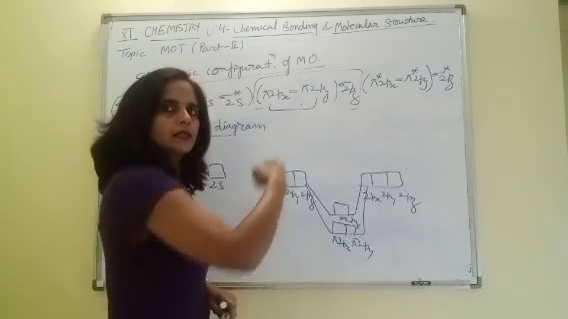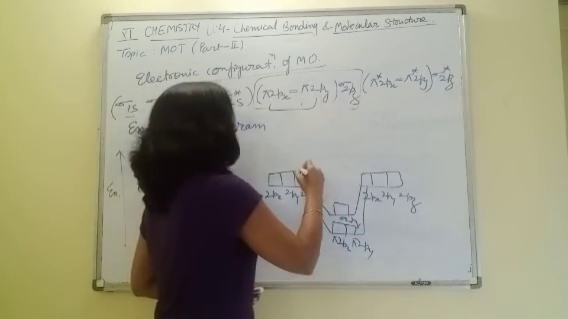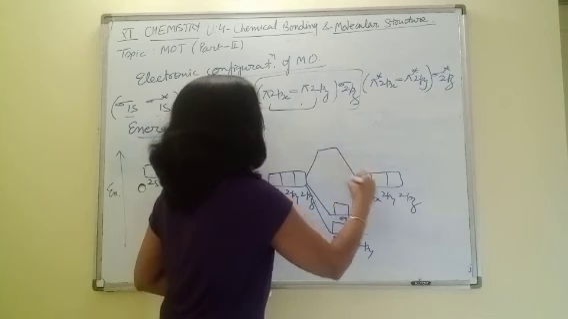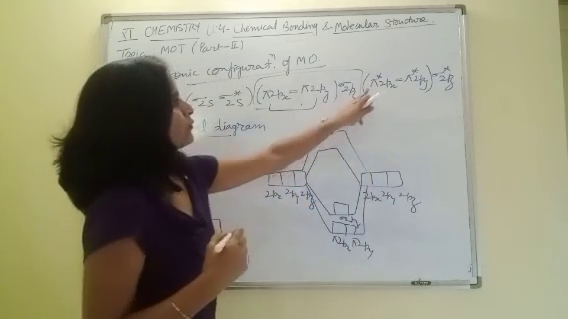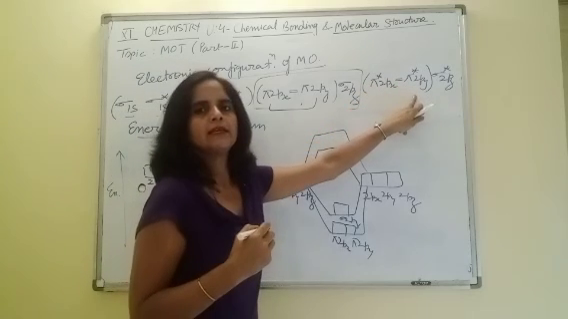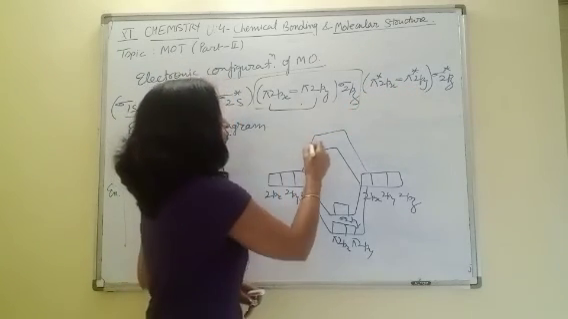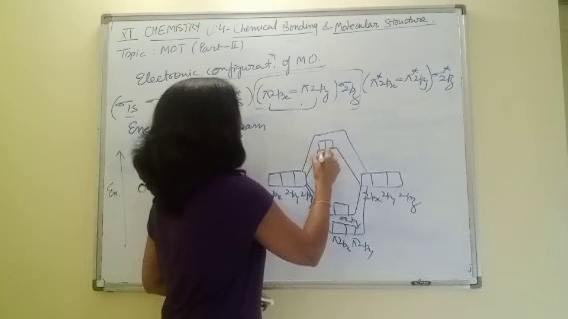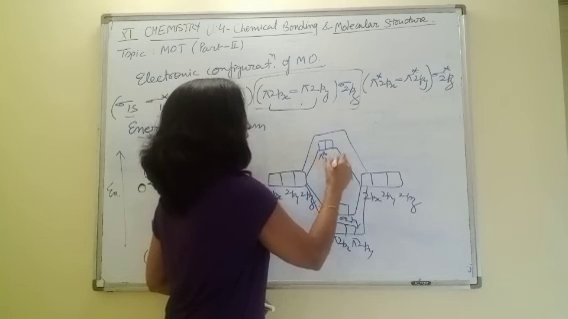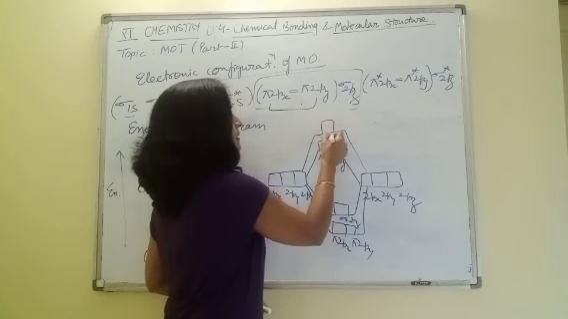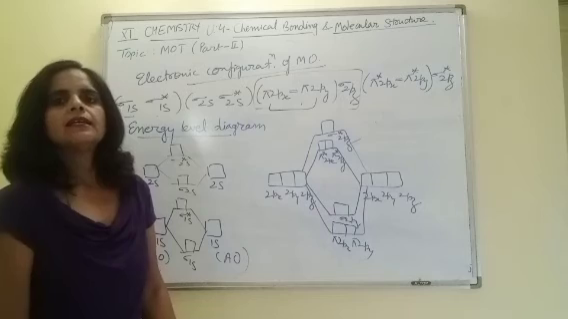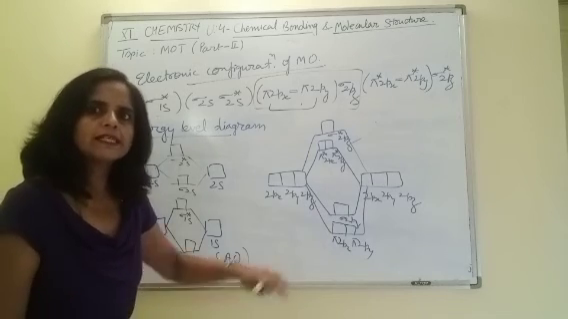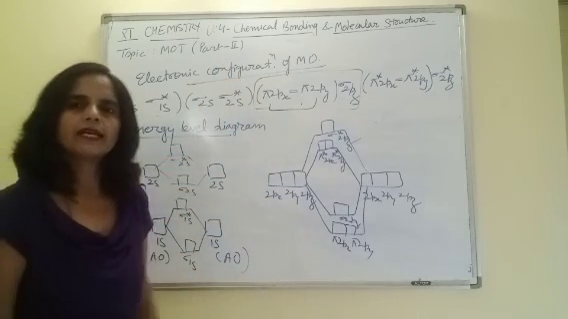Higher energy one is for sigma 2pz. Now show 2 levels for anti-bonding. First pi star 2px, then pi star 2py. Pi star 2px, pi star 2py. And the last one is sigma star 2pz. This is the simplest way to draw energy level diagrams.